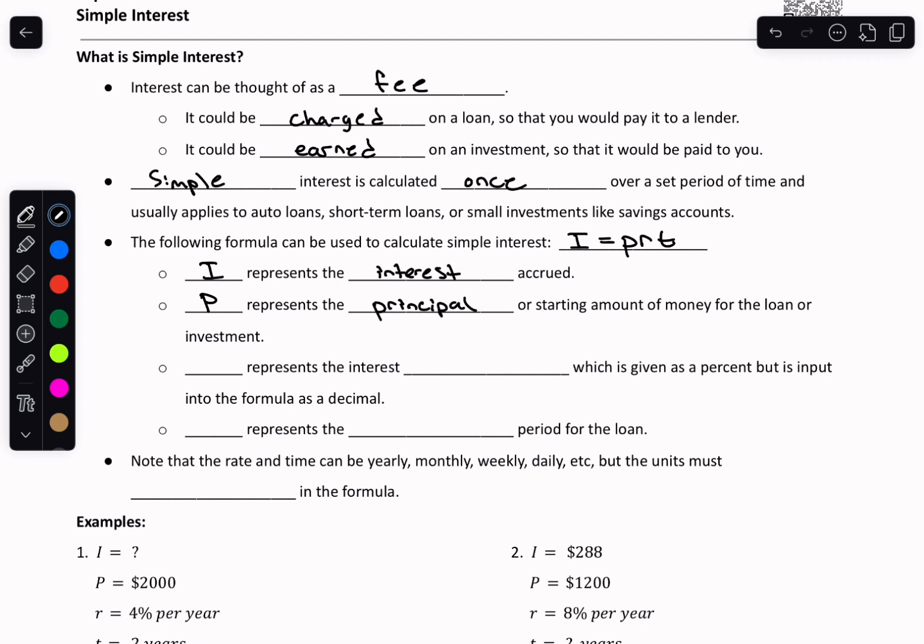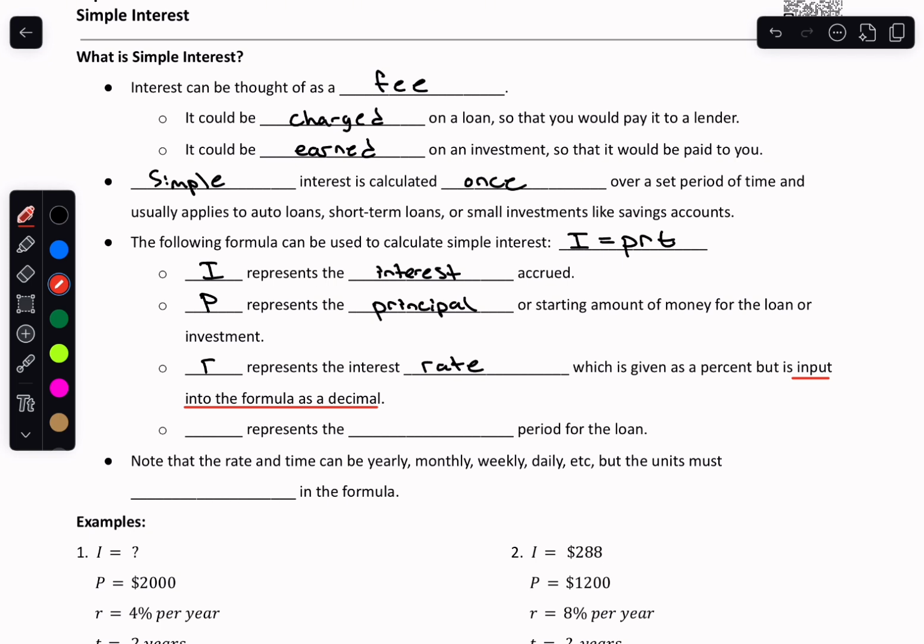Then we have the letter R, which is going to represent the interest rate, which is given as a percent, but is input into the formula as a decimal. I cannot stress enough the fact that we need to input it as a decimal. So we have talked about percentages in this class already, and all those same rules apply. Whenever we work with a percentage, we always convert it to a decimal or a fraction before applying it to any equations that we're going to be working with. So we always have to make sure our interest rate, even though it's given as a percent, we convert it to a decimal.